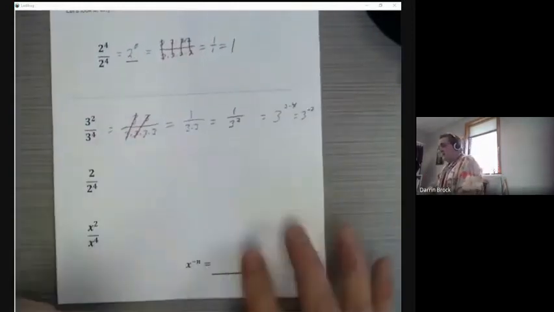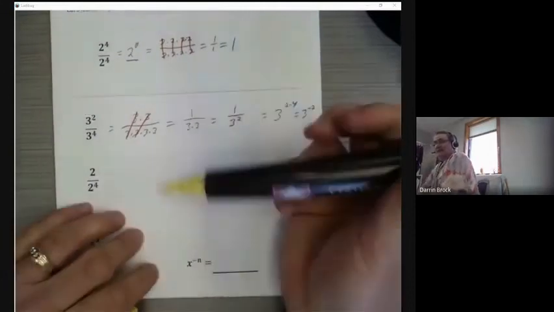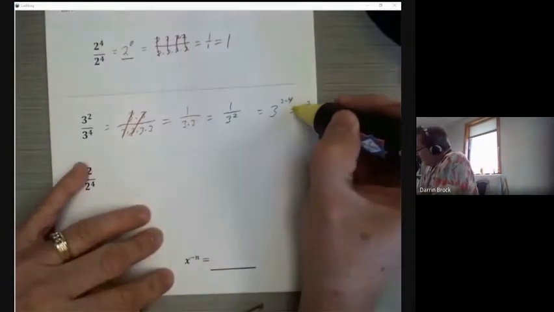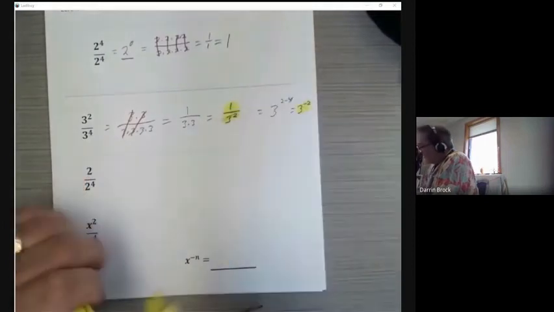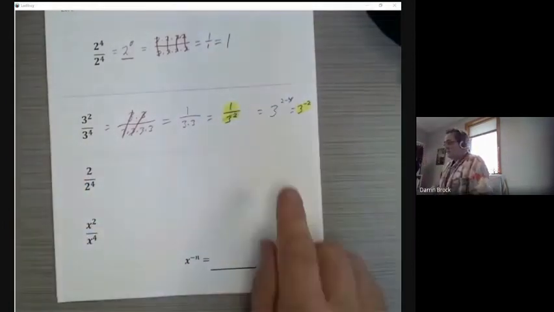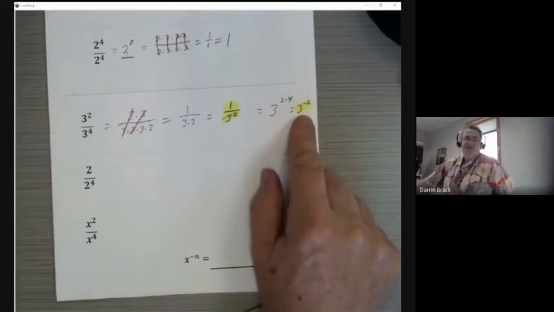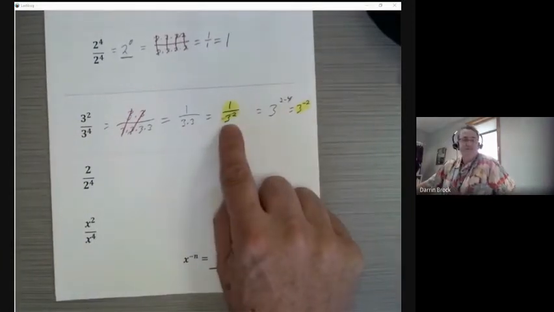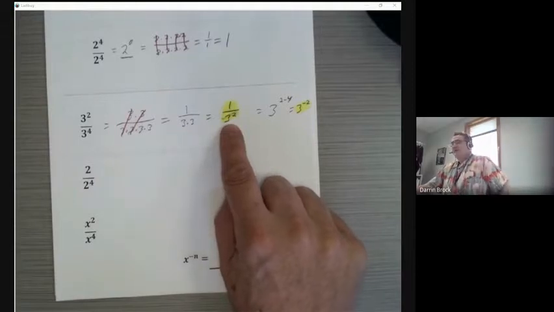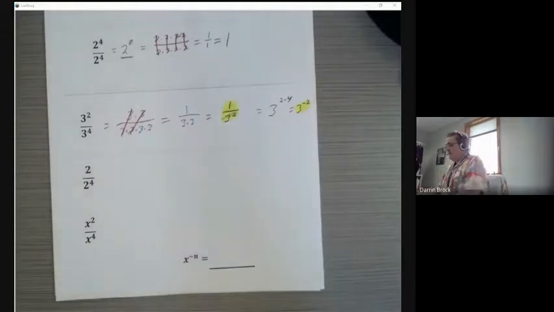So does that mean that these are equal? Let me get my giant highlighter here. 3 to the negative 2 is the same thing as 1 over 3 squared. 3 to the negative 2 power, the negative, is the same as 1 over the positive 3 squared, if it's in the bottom of the fraction.